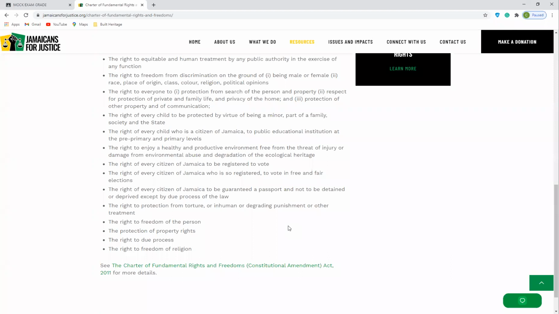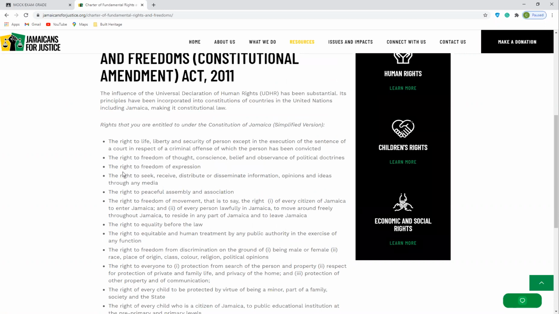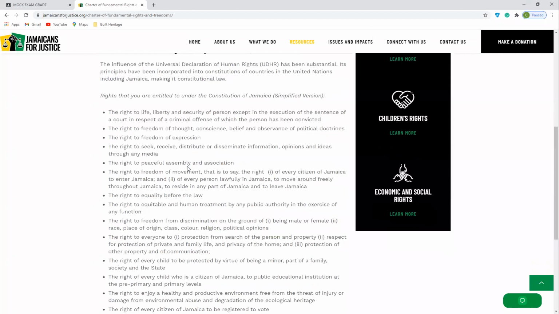These are the rights that we have as citizens of this country. And the rights are very much similar to other Caribbean countries. In fact, we have the right to religion. And one of the rights that I like here is the right of freedom of thought, conscience, belief, and observance of political doctrine, the freedom of expression. Now, do you see the reason why it is very difficult for the government of Jamaica to ban violent dancehall lyrics? Because that will violate freedom of expression.